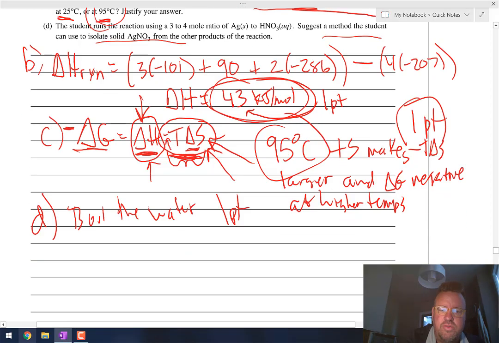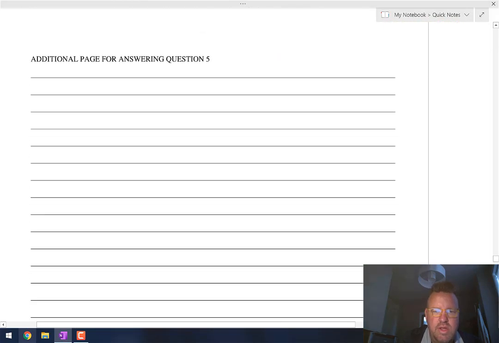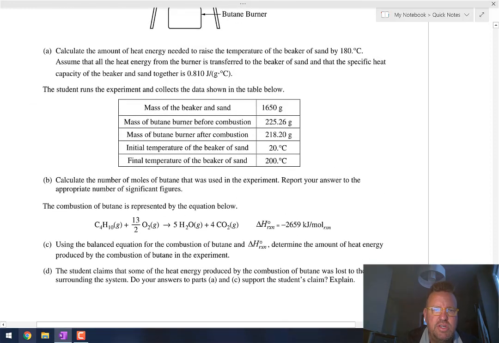So that was, there's 4 parts, each of them worth 1 point. So that's 4 points there for question number 5. Question number 6.